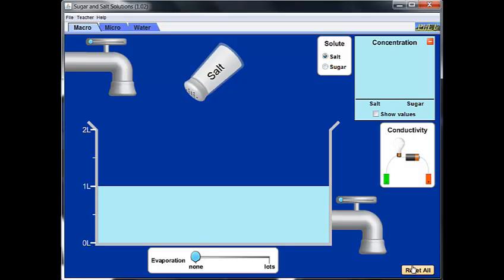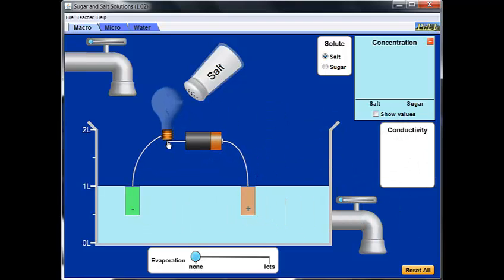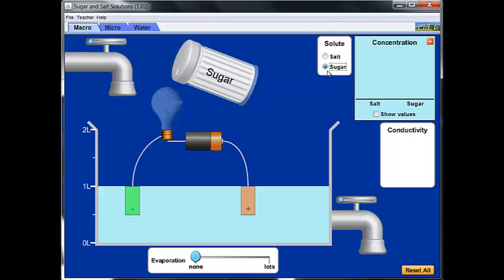Now we're going to hit the reset button and remove both salt and sugar from the solution. Next, we put the conductivity meter in the water. Notice how the light bulb here is not lit, which means that the water is not conducting electricity. Take a moment and predict what you think will happen to the conductivity of the water if we add in sugar.